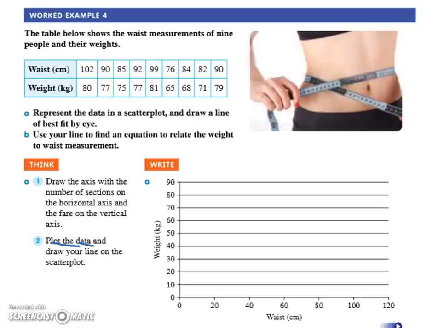Okay, so this one we are going to draw a scatter plot of the waist measurements of 9 people and their weight. So what do we got? The first thing you have to do is put this on a scatter plot. We've already got the grid, the graph there. So start plotting this on the scatter plot. I'll do it as well.